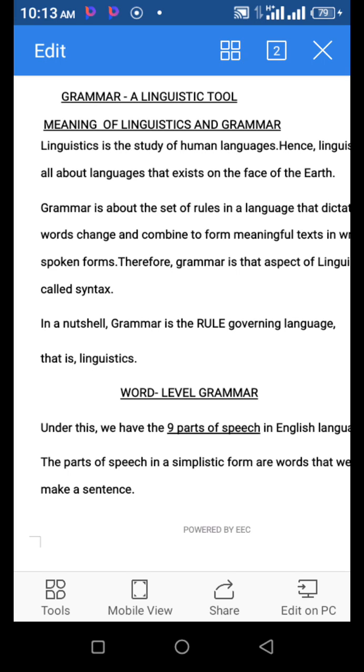Now, the last but not the least of the parts of speech in English language is interjections. What are interjections? Interjections are exclamations that show sudden emotion.